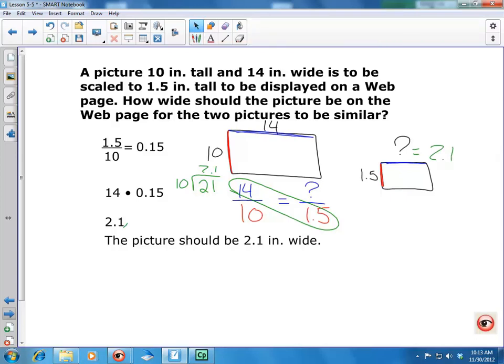I like doing it that way myself, but clearly it's up to you. To me, I like setting up the proportion, cross multiplying, and dividing. I think that's a simpler process, and I think that you guys understand that a little bit more. But on these word problems, if it doesn't give you the shapes, I would always draw the picture because it makes it certainly a lot easier for you to see.